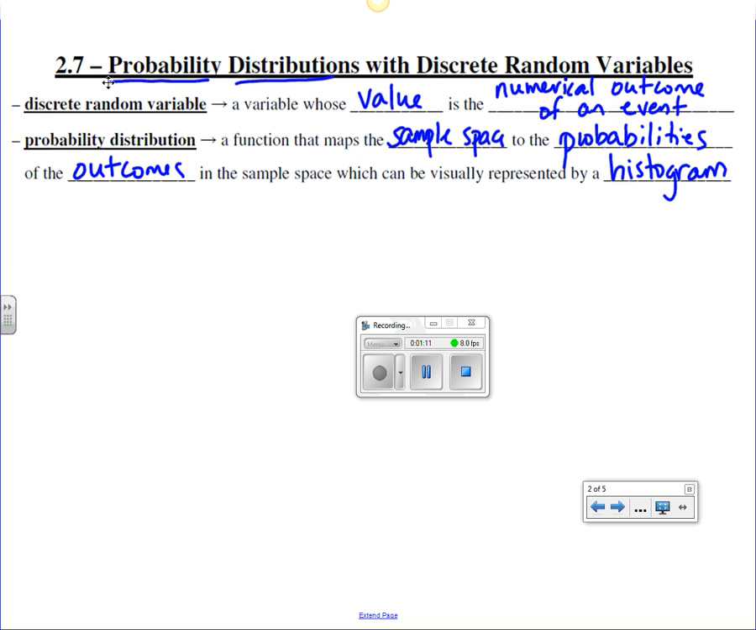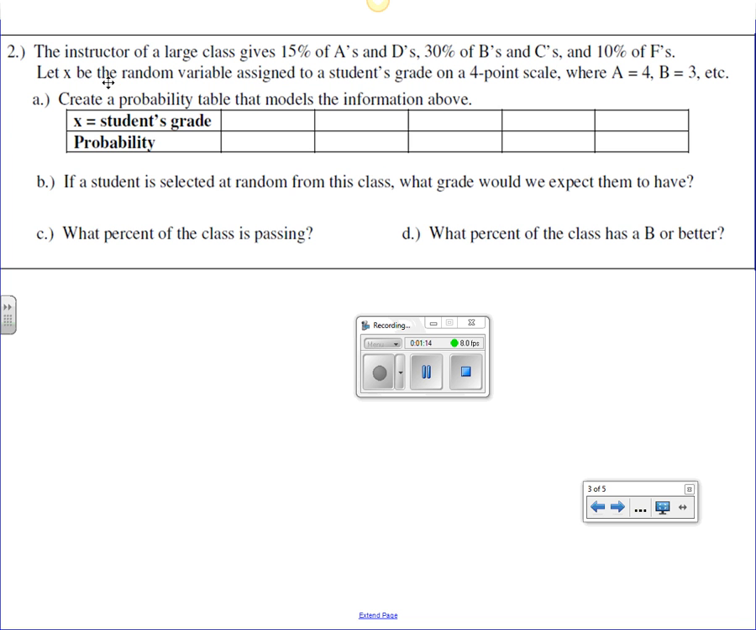Anybody want more time to write? Okay, we are skipping number 1. We're going to number 2. The instructor of a large class gives 15% of A's and D's. That means they give 15% A's and 15% D's, 30% B's and C's, and 10% F's. Let X be the random variable assigned to the student's grade on a 4-point scale.